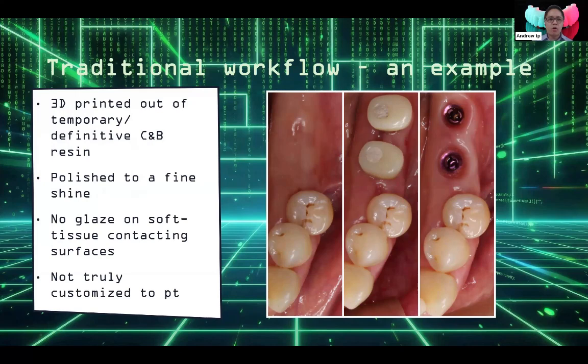These are printed out of Ceramco Crown Tech, I think at the time, and polished to a high shine. You print them out of some sort of temporary or definitive crown and bridge resin on any printer that you have access to, or you can mill in PMMA, it's up to you. The important thing is that you must polish any tissue contacting surface to a really fine shine, and you must never use glaze on those surfaces that contact soft tissue.